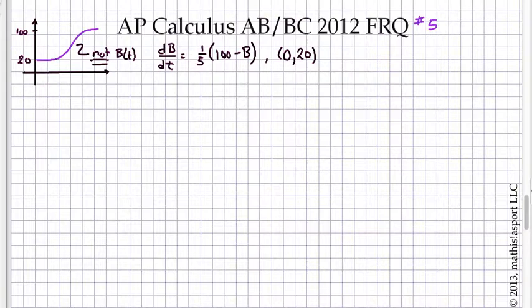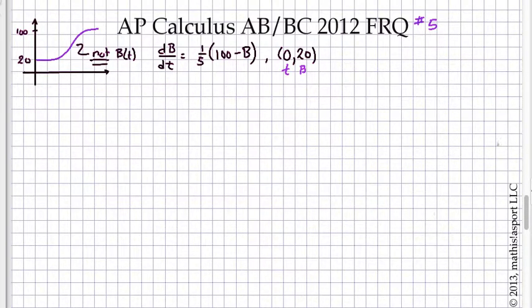So this is the 2012 AP Calculus exam, and problem 5 was the same on both the AB and BC exams. We're given a differential equation here and an initial condition, and I should be more precise on that initial condition. This is T and this is B.